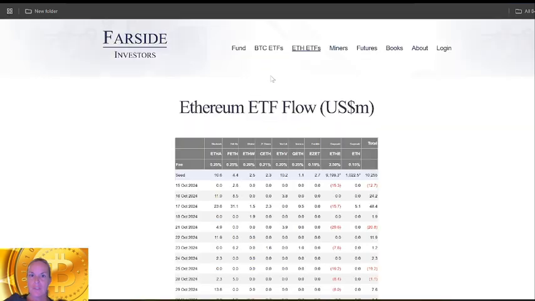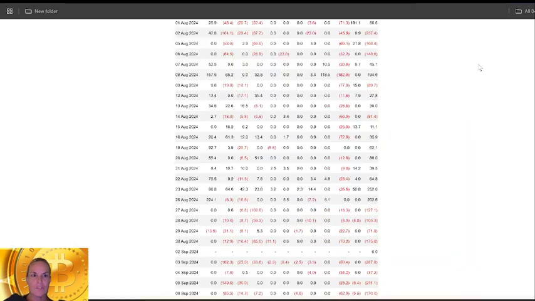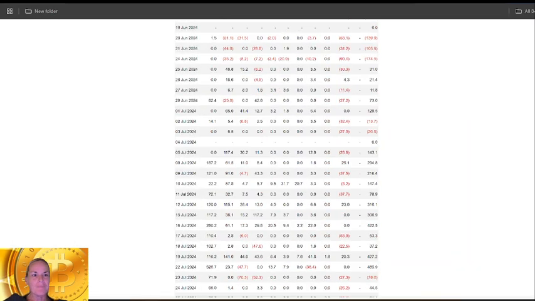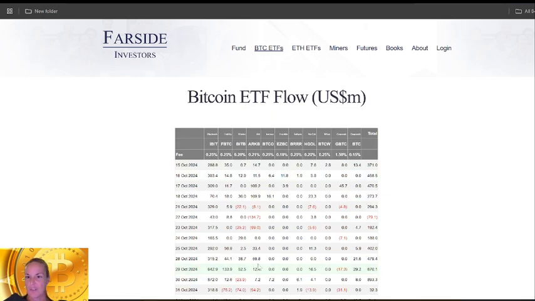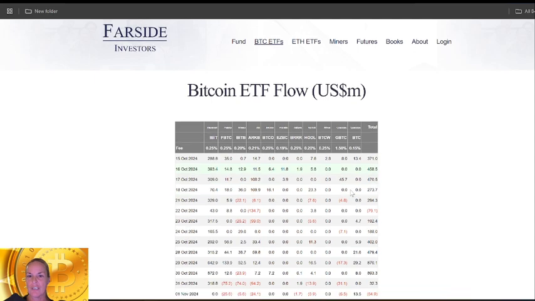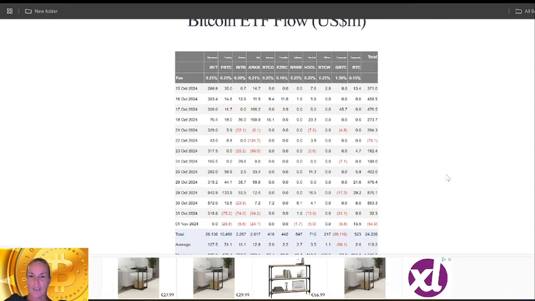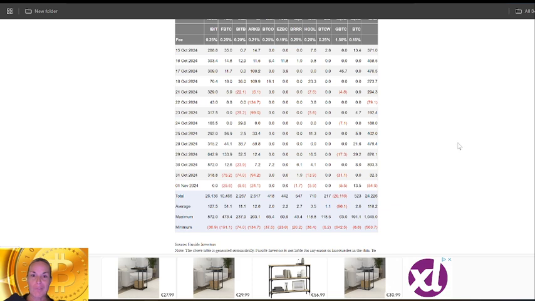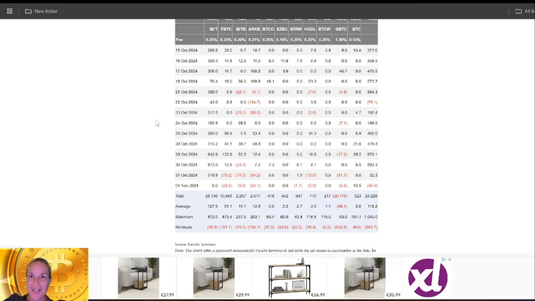I know that's the Ether one. Damn pop-ups. If we look at this, you have two options here where you can just see the October data, or if you click on the link at the bottom here, you can see all the data. You can tell I've been looking at buying furniture from the spam advertising that I'm getting.